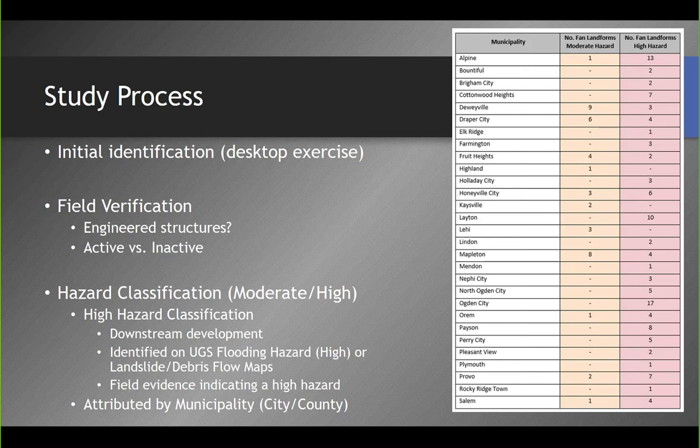So this table on the right here is just a snapshot example. This isn't all of the landforms, but for example, in Alpine, we identified one landform that was a moderate hazard and 13 that we would consider high hazard. In Lehigh, we found 3 landforms that would be considered moderate, but 0 that we would consider high hazard. So this information is available in the report at the state.